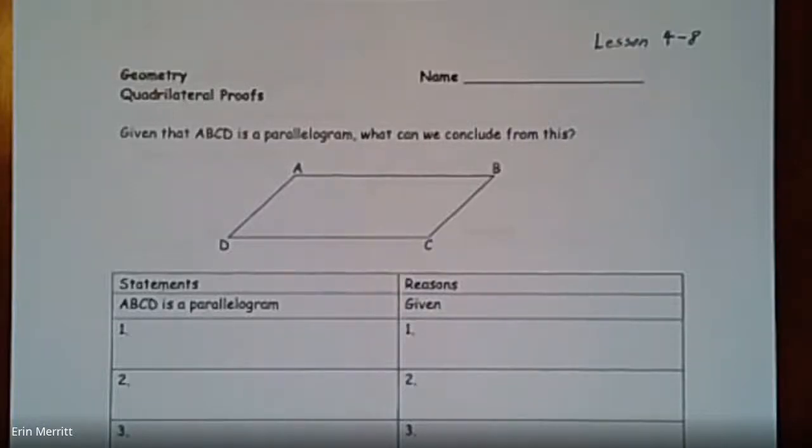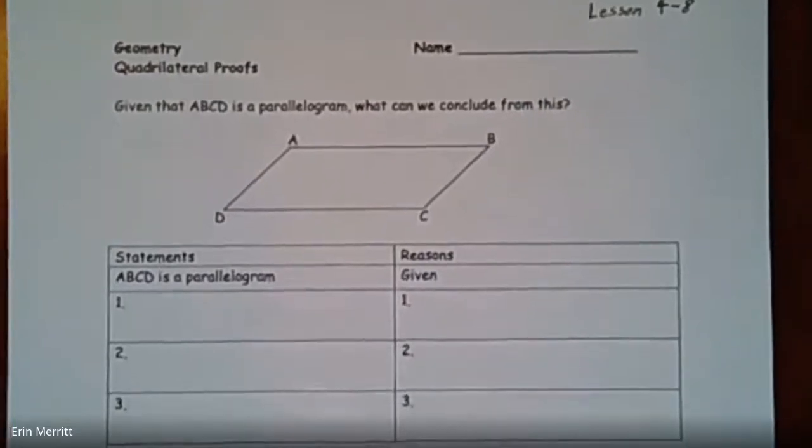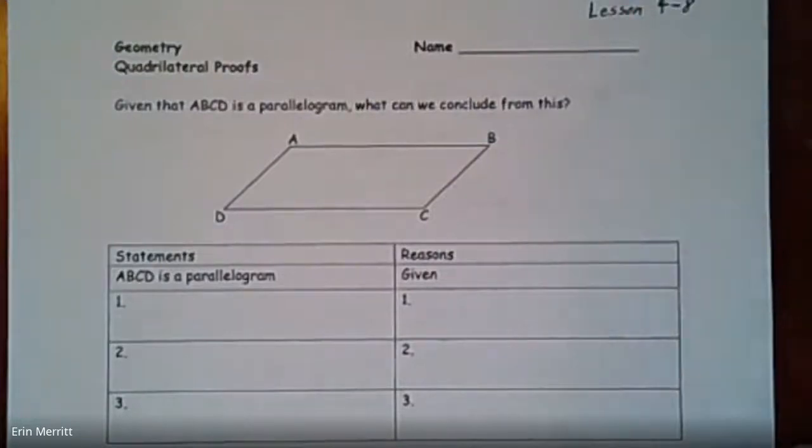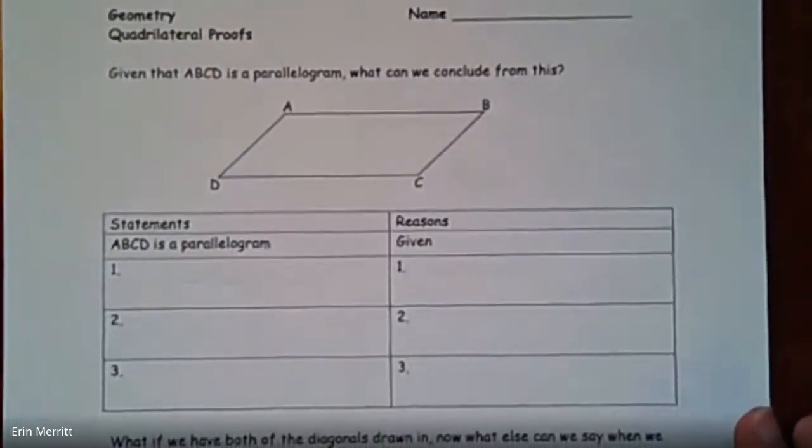Hello, Geo students. We are on day 8 of our quadrilateral unit, and it's the first day that we are back into proofs. So let's talk about some things that we can say using kind of a proof style format about parallelograms. When it says, given that we know it's a parallelogram, what can we conclude? All right, well, all those properties that we talked about, you can use them here.